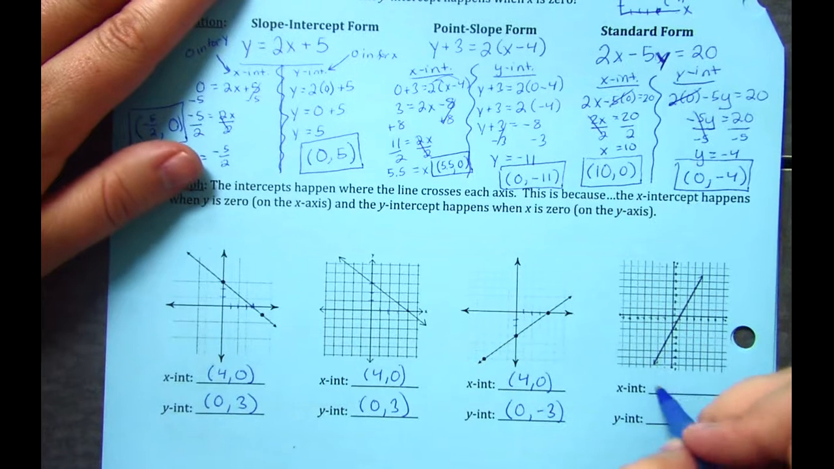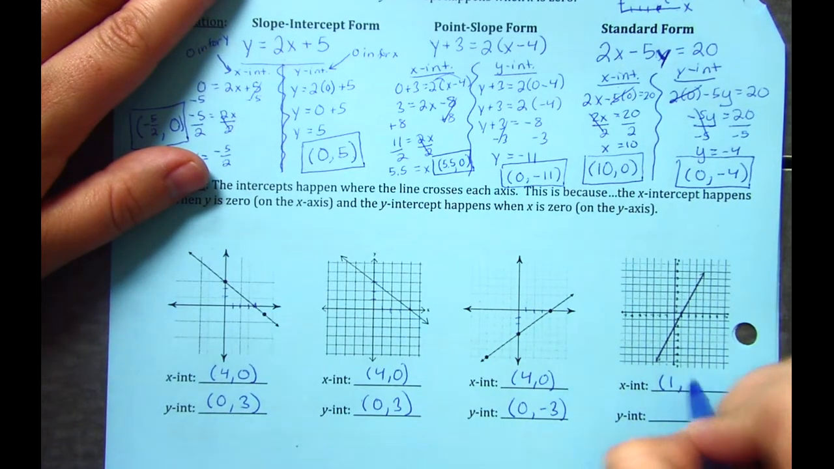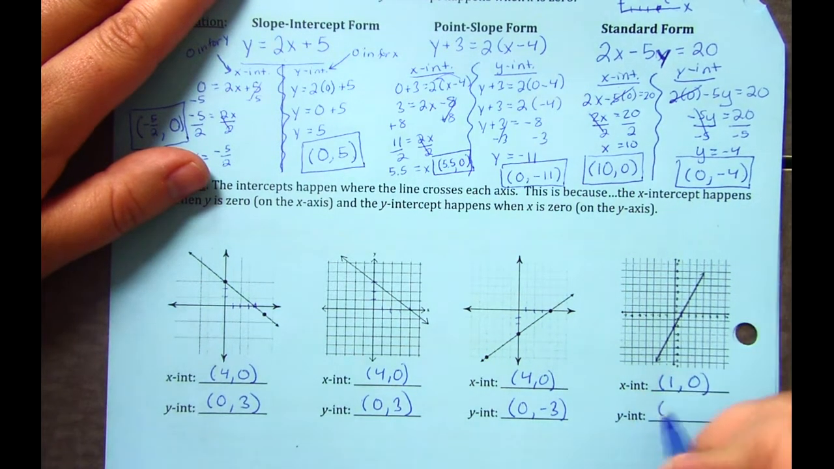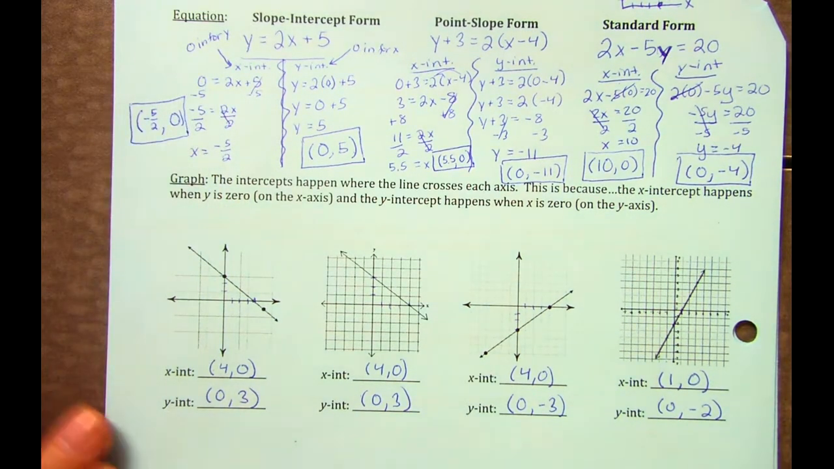Okay. Here, the x-intercept is at 1, so the ordered pair there is 1, 0. And the y-intercept is at -2, and the ordered pair right there is 0, -2. So graphs are also really nice for intercepts.